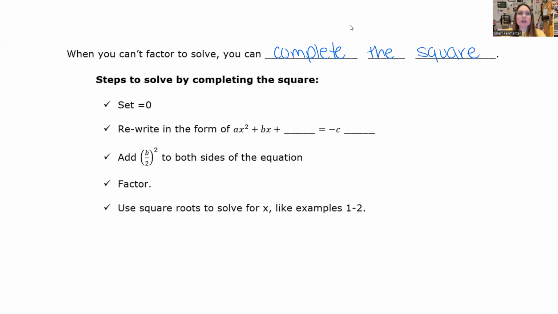These are the steps, and you already know them because we've already learned how to complete the square. We didn't learn how to complete the square to solve. We learned how to complete the square to write in vertex form, but some of the steps are the same. We want to make sure that the problem is set equal to 0. We want to rewrite in the form ax squared plus bx plus blank equals. Set equal to 0 and move the constant.